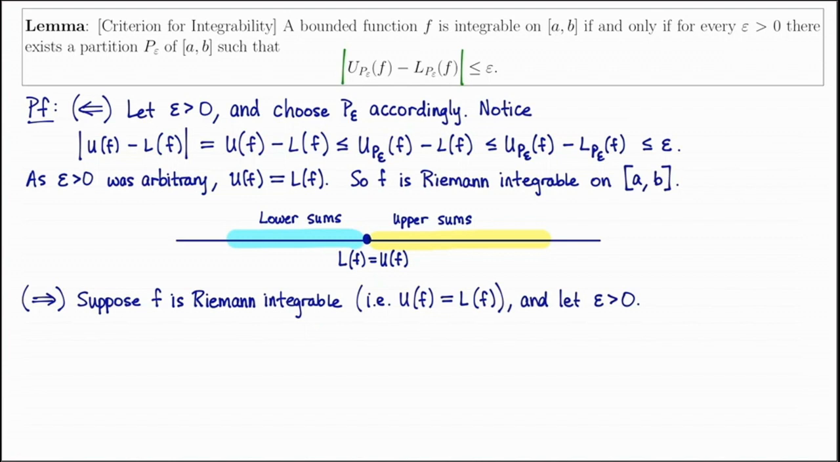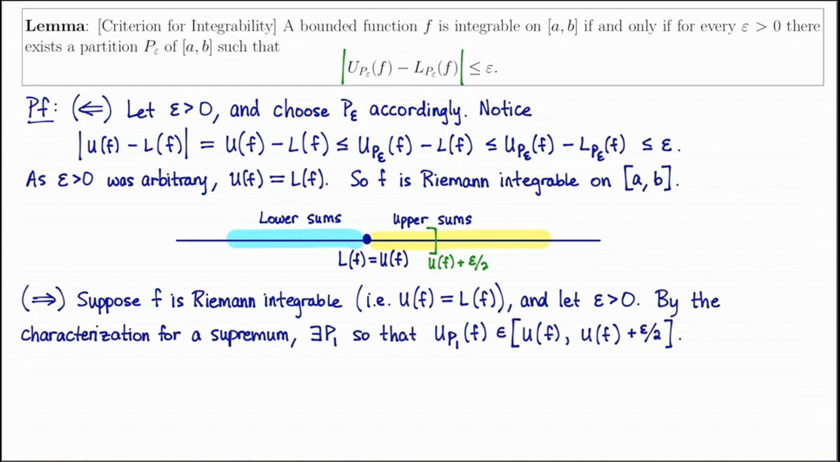By that famous characterization for a supremum that we've used many times, we know that if I take this infimum U of f and I go a little bit to the right and consider the closed interval from U of f to U of f plus epsilon over 2, there must be an element from the set of all upper sums which lives in this closed bounded interval. In other words, we must have an upper sum which lives in here. So by the characterization for a supremum, there exists some partition which I'm going to denote p sub 1, so that the upper sum of f with respect to p sub 1 sits inside of this interval from U of f to U of f plus epsilon over 2.